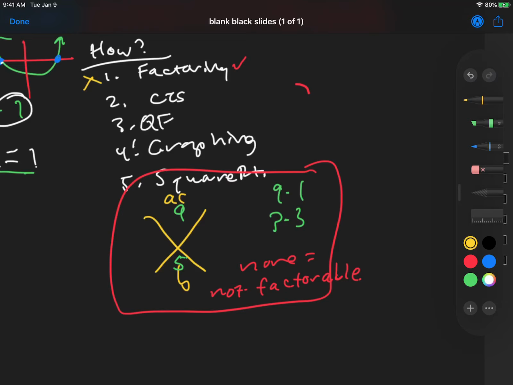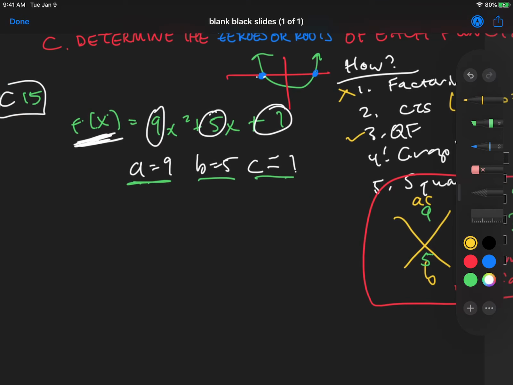You can use completing the square, but completing the square is best when a is equal to 1 and your b is even. That is the best. So we're going to try the quadratic formula. Let's do it.